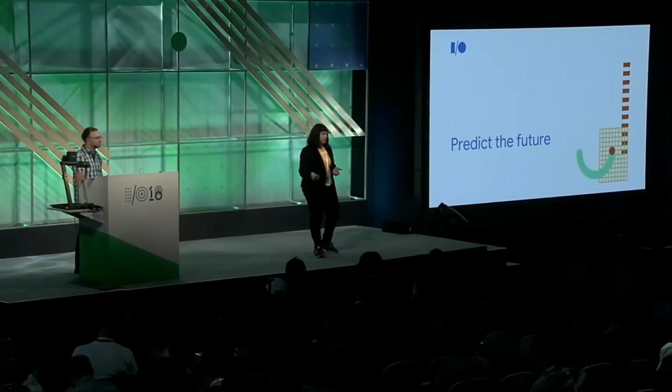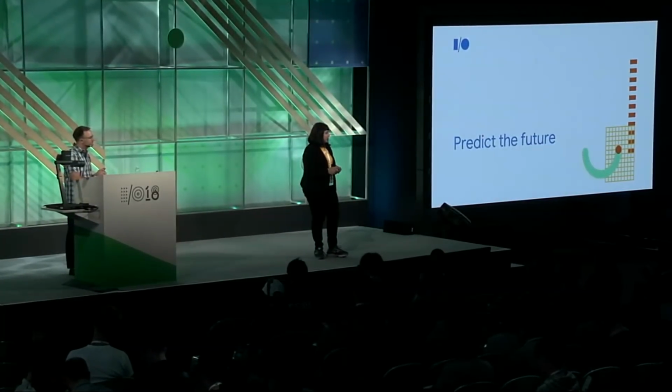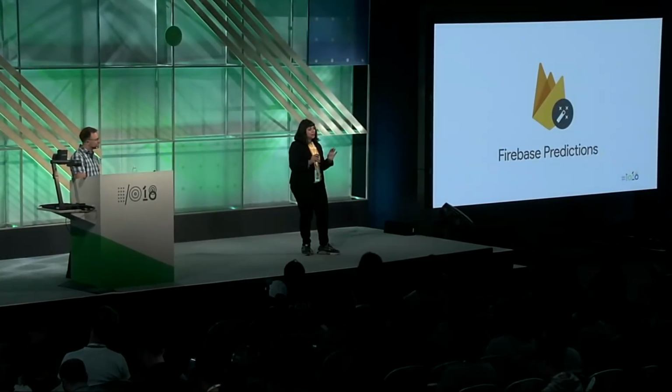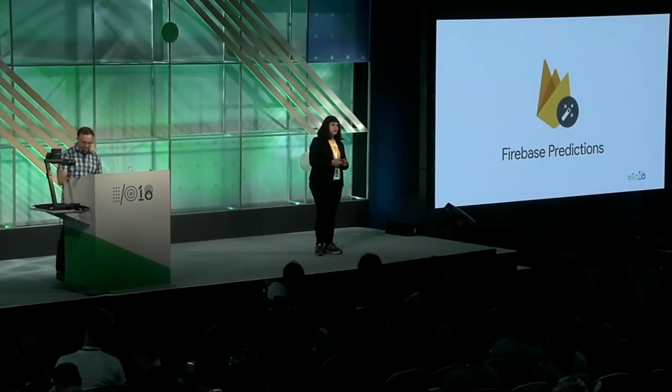So predicting the future, as you may have guessed, machine learning is a big theme at I/O this year, and so is mindfulness. And here's a product that tries to combine both. So Firebase Predictions is a product that we launched in beta last October. And it's, if you will, a batteries included predictive service. That means you don't really have to do anything in order to take advantage of it. You just have to be using the Firebase platform and logging your events.